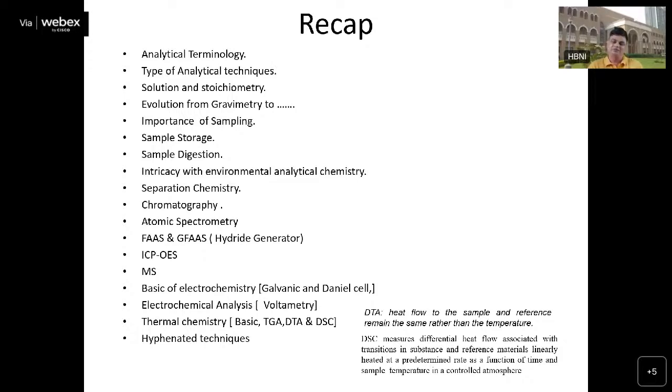Then we have seen the definitions of primary standard and secondary standard, and we have also seen the sensitivity of the instrument. Sensitivity of the instrument is nothing but the slope of the calibration curve. And then we also saw the internal quality assurance and the external quality assurance. What is the meaning of internal quality assurance and external quality assurance?